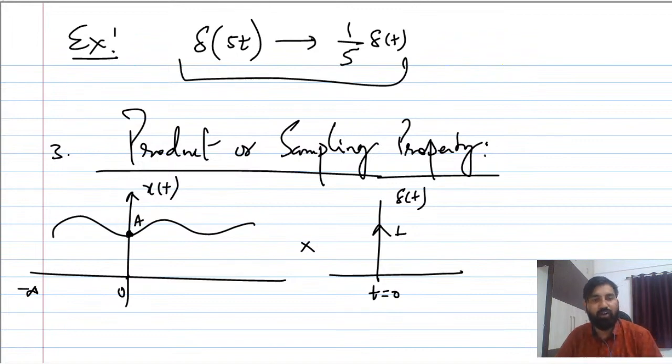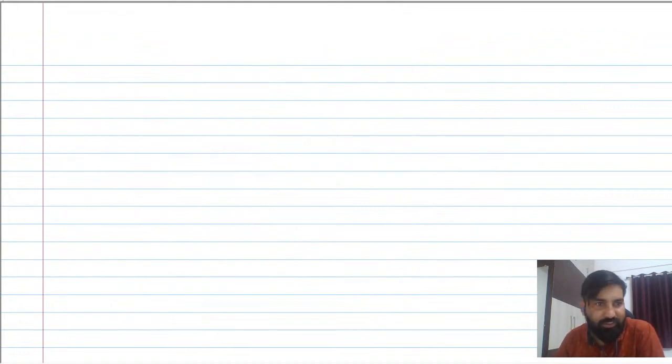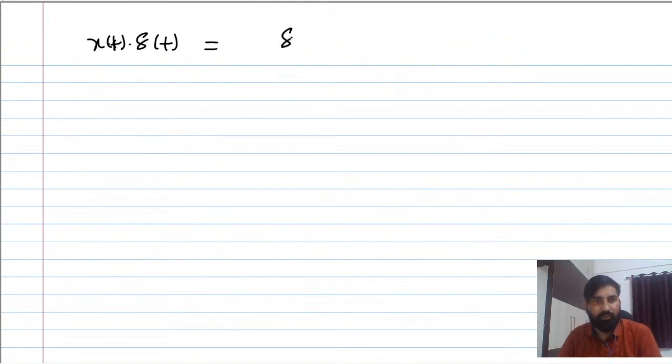The value of the signal at t equal to 0 is a. Understood? So what we are doing here is multiplying. Here you see it is 0 and it is 0, right? So if you are taking x of t and multiplying with delta of t, what will you get? You will always get the impulse only. Keep this in mind. This is a very important concept, guys.